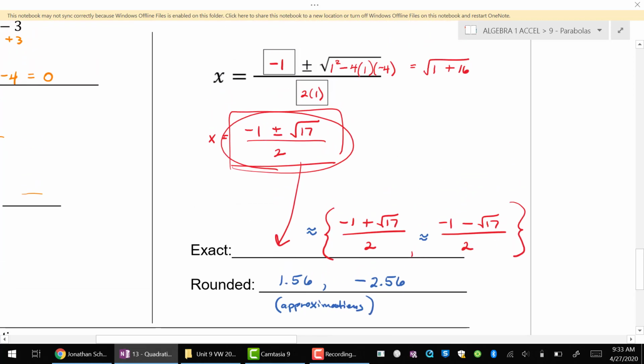If I want exact answers, I leave the whole expression with that square root of 17 in there. So I leave it as it is in red. If I want rounded answers, I can actually then use the calculator to type out what those are going to be equivalent to.